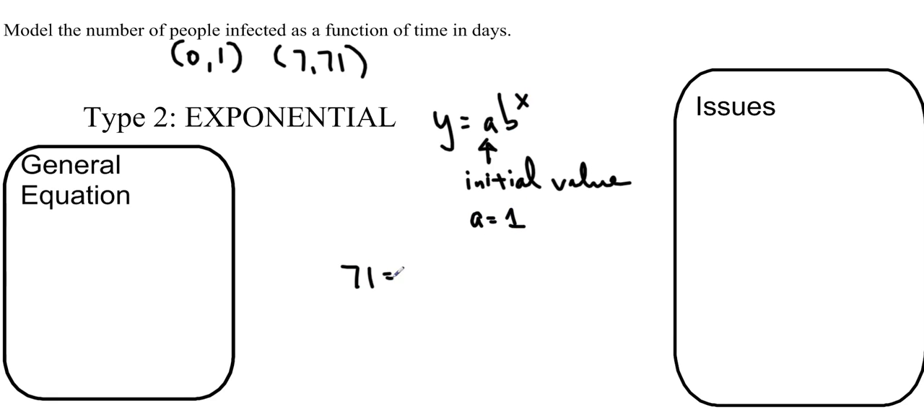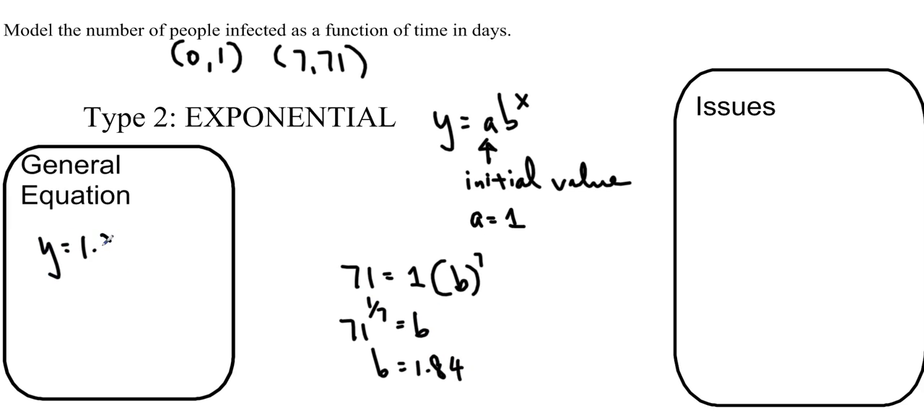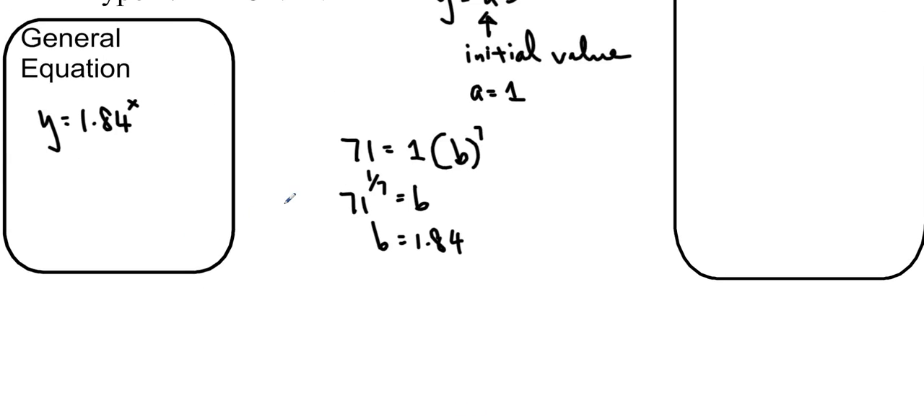71 is equal to 1 times b to the 7, and so we get 71 divided by 1, that's 71, and we want to get rid of the to the 7, so we're going to go to the 1/7 is equal to b, and so that is approximately, using your calculator, 1.84. So our equation is y equals 1.84 to the x, and that's a little bit more reasonable, but we do have to consider that upper limit.